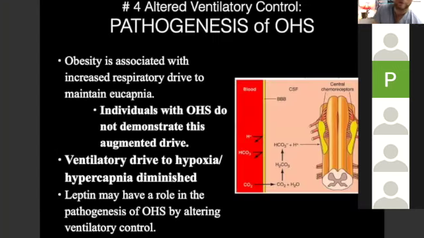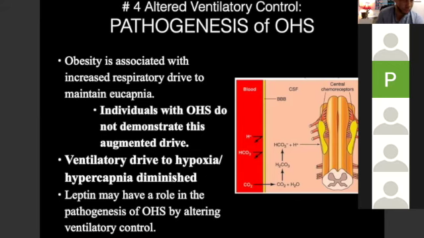Okay, number 4. So that was the first 3 reasons why you develop OHS. Number 4 is altered ventilatory control. Obesity is associated with increased respiratory drive to maintain eucapnia. Individuals with OHS do not demonstrate augmented drive. Ventilatory drive to hypoxia and hypercapnia is diminished.